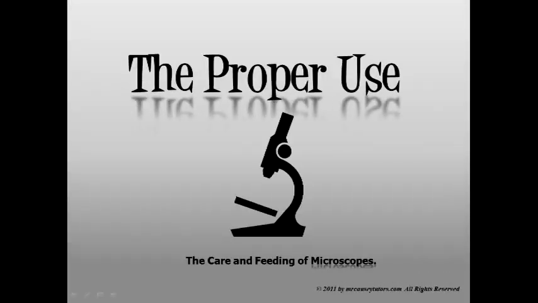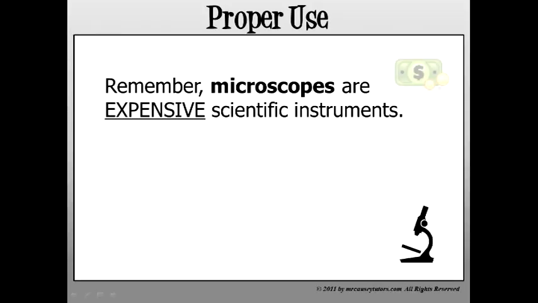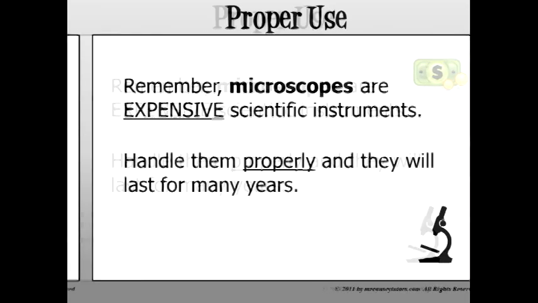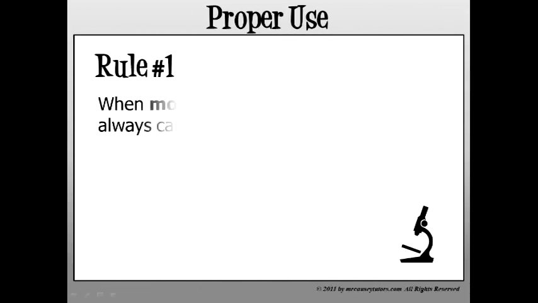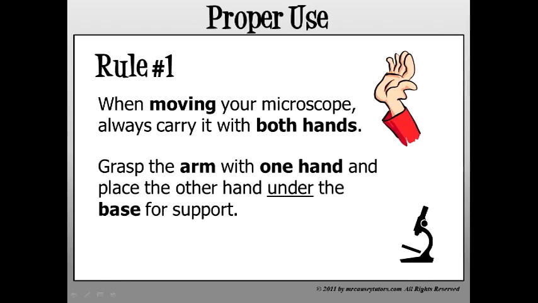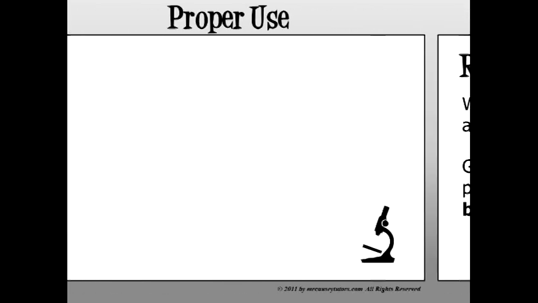Here's the proper use and the care and feeding of microscopes. Remember, microscopes are expensive scientific instruments. Handle them properly and they will last for many years. Rule number one, when moving your microscope, you need to always use both hands. You want to carry by the arm with one hand and put the other hand under the base for support. No running or jostling with the microscopes. Be very careful with them. We don't want to break anything unnecessarily.